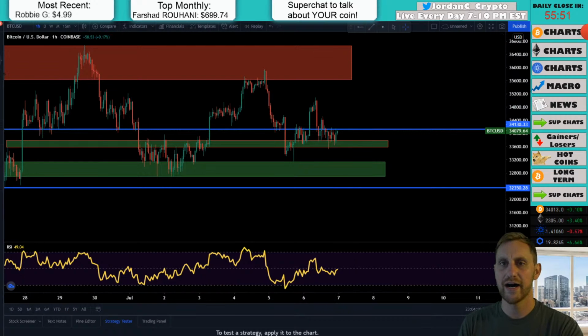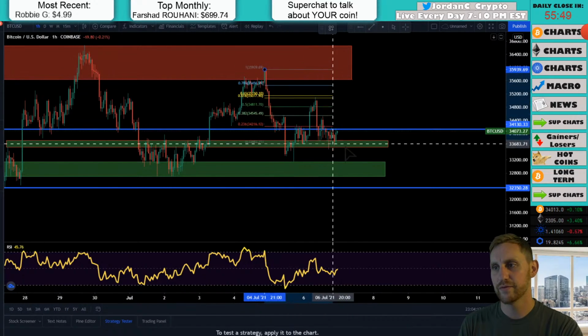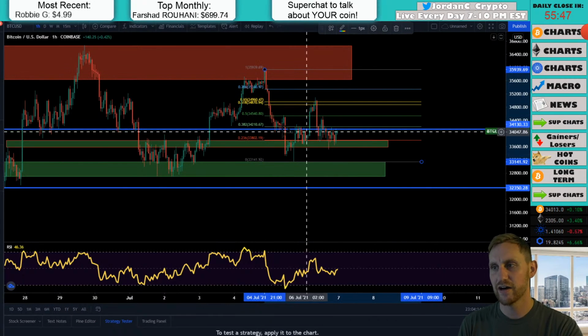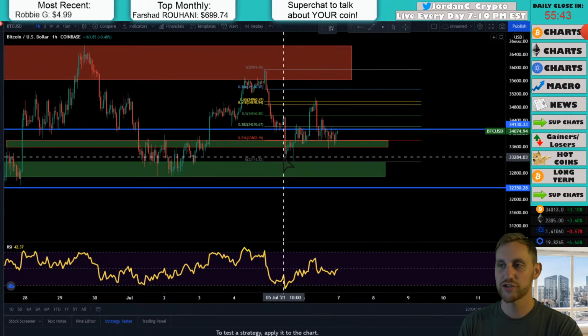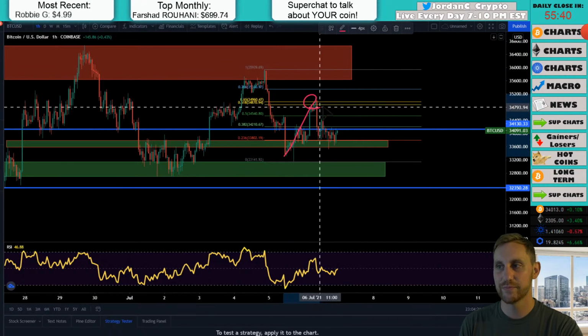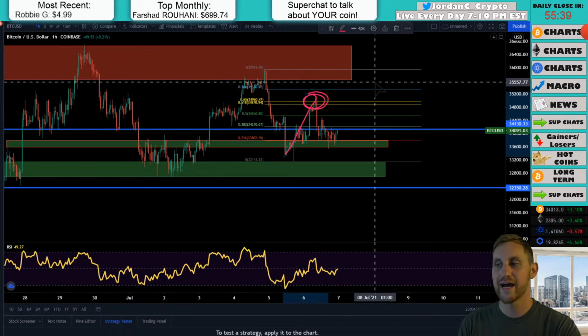So what else do we look at in the 1 hour real quick? I mean, we can look at our fibs here. It looks like on this Fibonacci, from our last swing high to our last swing low, our first initial impulse, we went right to that golden pocket at the 0.65 and 0.618. So that was absolutely perfect there.